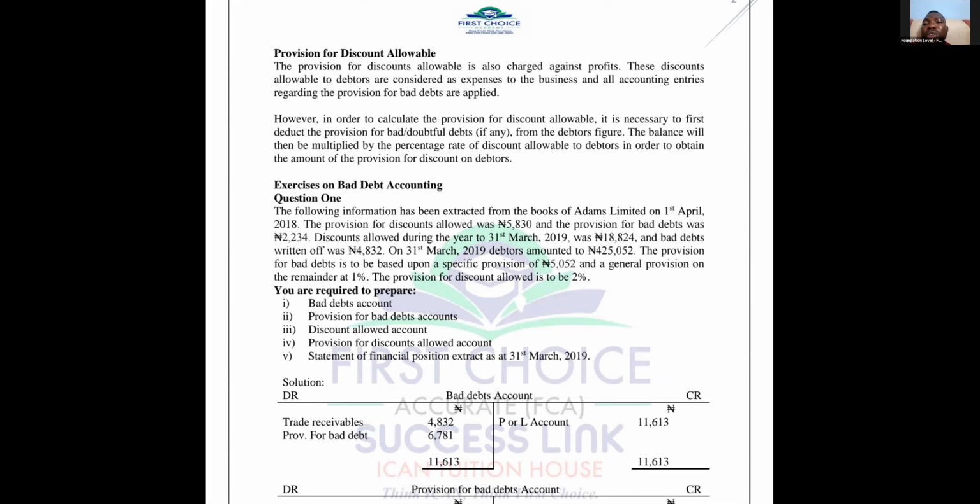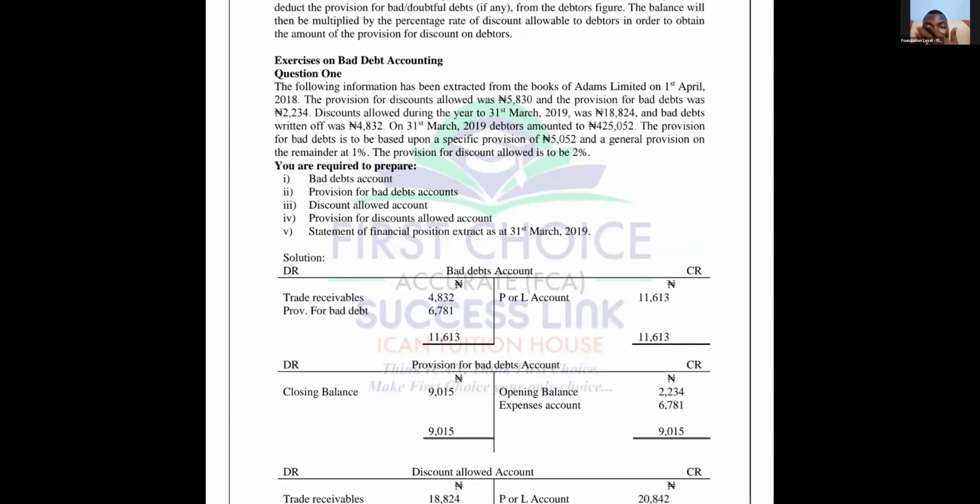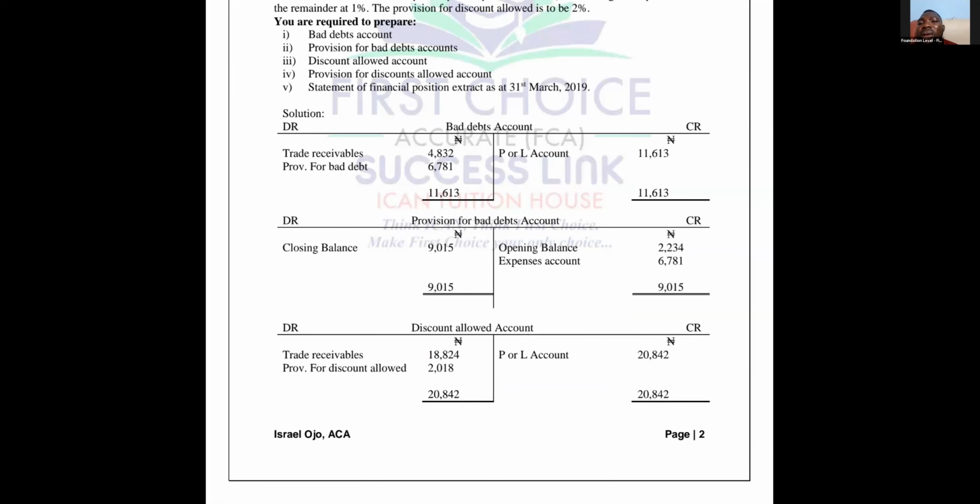And they also say the provision for bad debt was 2,234. So under your provision for bad debt account as well, you credit the amount there, 2,234. Then they say the discount allowed during the year to 31st March 2019 was 18,824. So you open the discount allowed account and post that figure there.